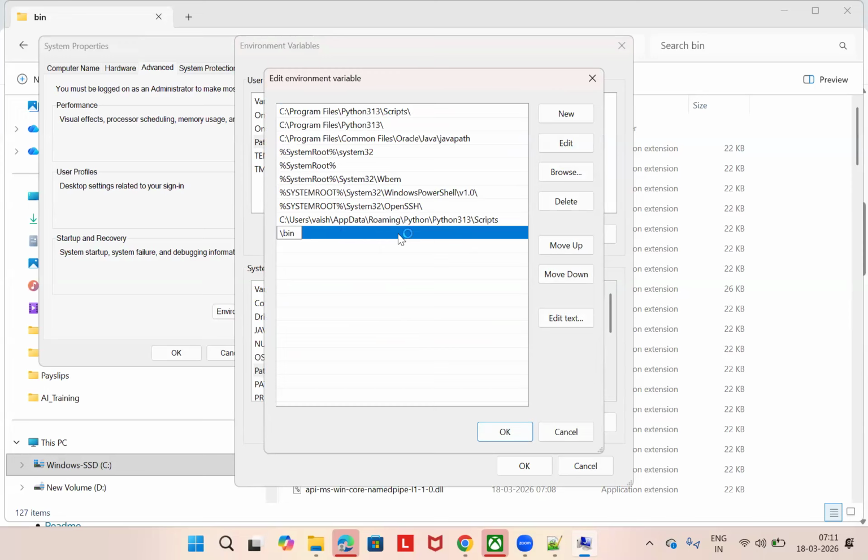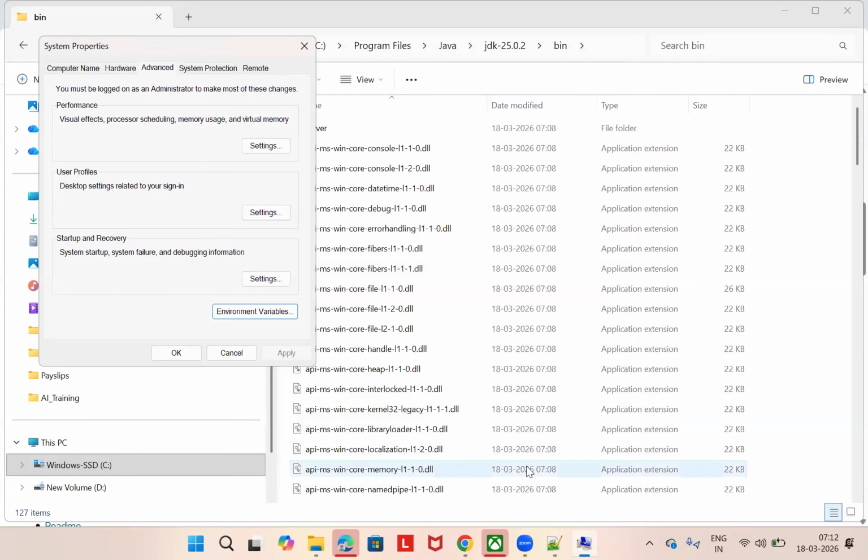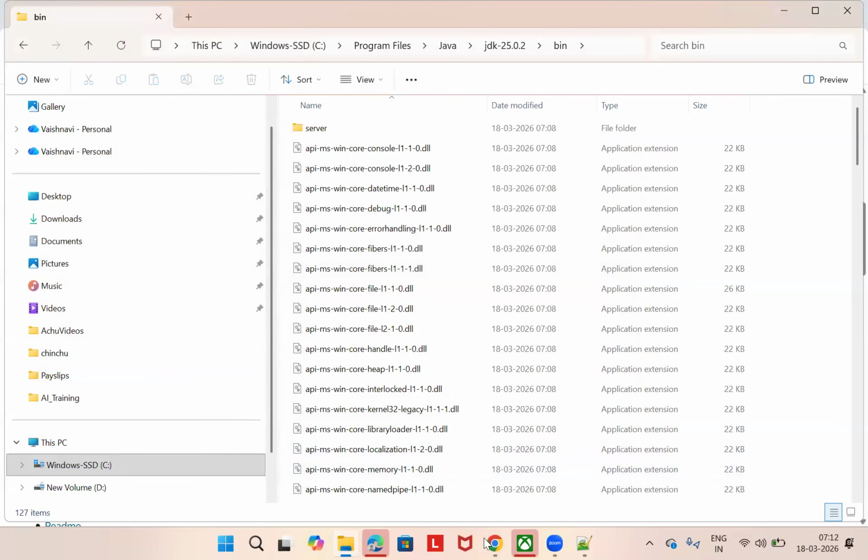percentage, JAVA_HOME in capital letters, the variable you have declared there, then percentage. That's it. So what we are doing here is, Vaishnavi has already configured the JAVA_HOME variable. Instead of duplicating every time, whatever I stored in JAVA_HOME, I'm calling that variable here. So click on the OK button. Cool. Once I click on OK, what next?